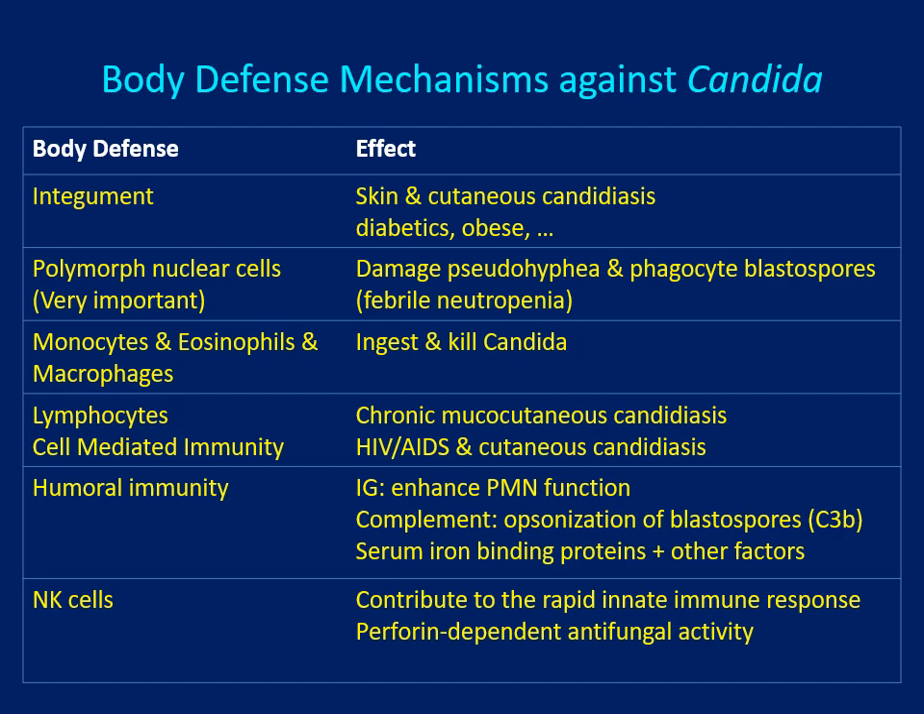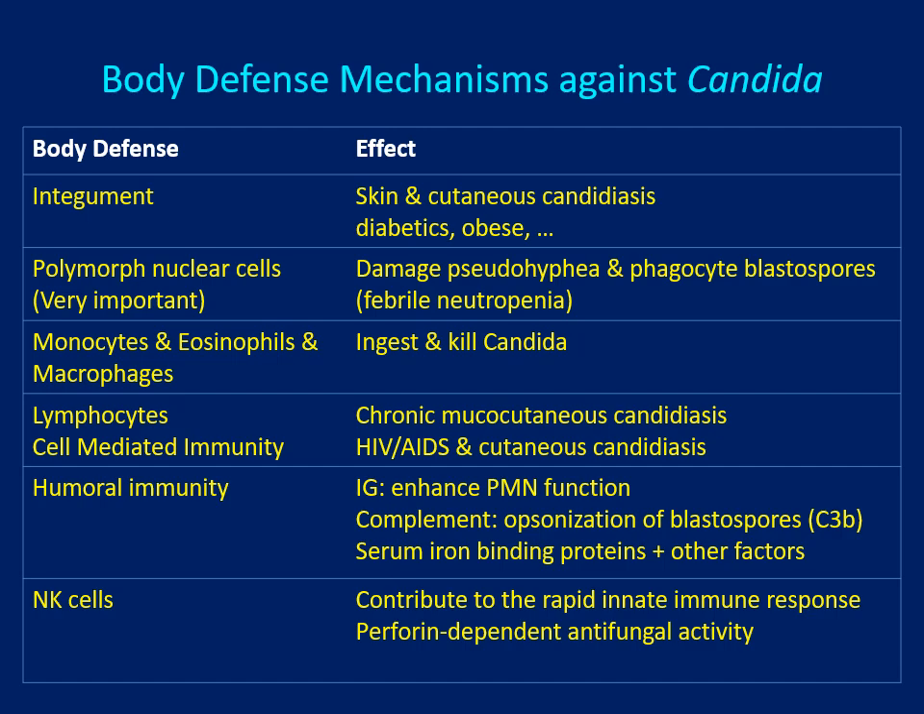Lymphocytes are responsible for cell-mediated immunity. So if you have a deficiency in your cell-mediated immunity, you're going to have chronic mucocutaneous candidiasis. This is very commonly encountered in HIV and AIDS patients. The humoral immunity, the antibody, is important. IgG enhances polymorphonuclear function. The complement helps in opsonizing blastospores, so this will allow their later phagocytosis.